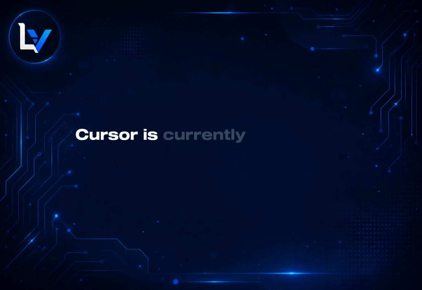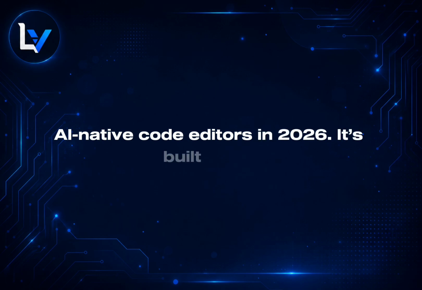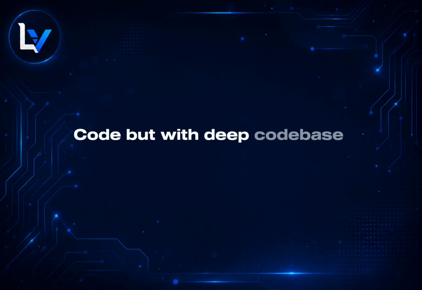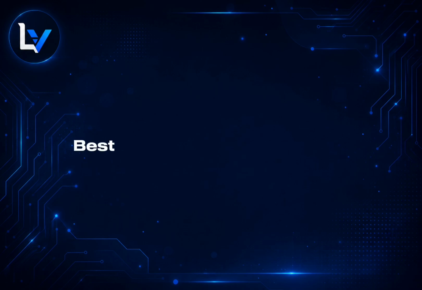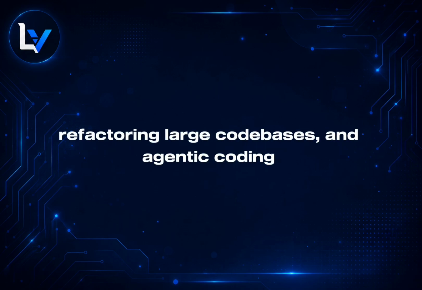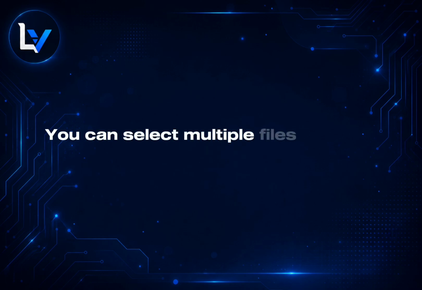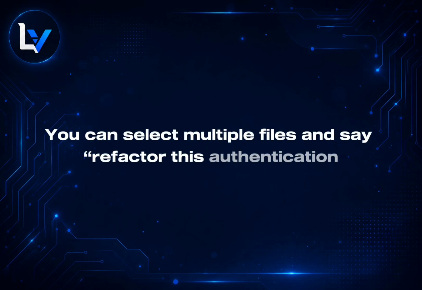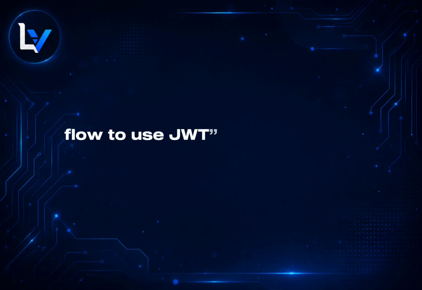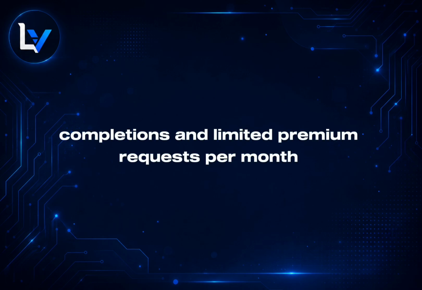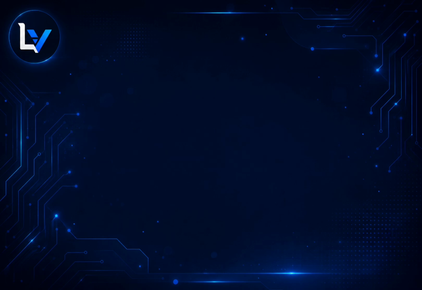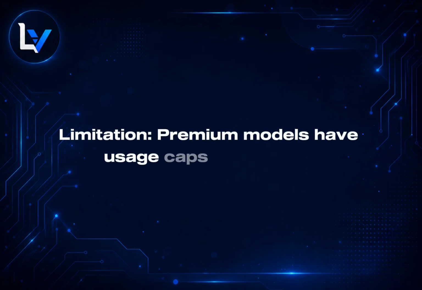Tool 1. Cursor. Cursor is currently one of the strongest AI native code editors in 2026. It's built on VS Code, but with deep codebase awareness and multi-file editing. Best for writing new features, refactoring large codebases, and agentic coding. Real example, you can select multiple files and say, refactor this authentication flow to use JWT. Cursor edits everything consistently. Free plan, 2,000 completions and limited premium requests per month. Enough for learning and small projects. Limitation, premium models have usage caps on free tier.